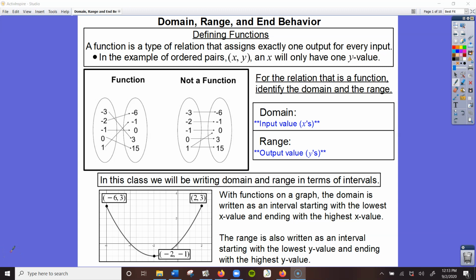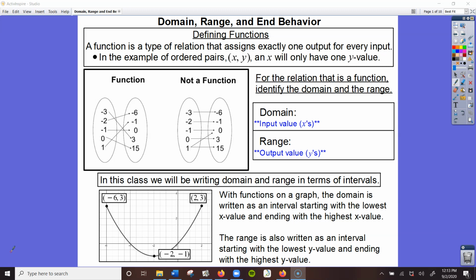Hello everyone. Today we are going to start our lesson on domain, range, and end behavior of functions. Before we can do so, we would need to know what a function is. A function is a type of relation, and a relation is exactly what it sounds like. It's a relationship between an input and an output value.